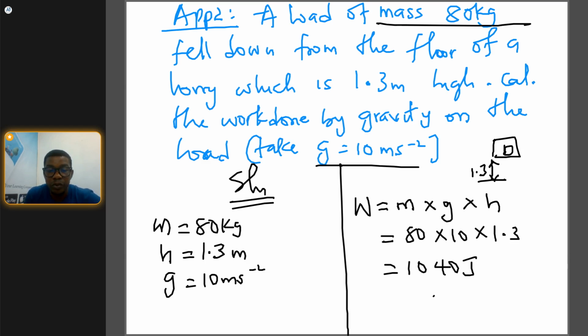1040 joules. 1040 joules is going to be the what? The work done. Take note, if your mass is not given in kilogram, you need to convert to kilogram before you can solve the question. All right? I believe that is clear to us.